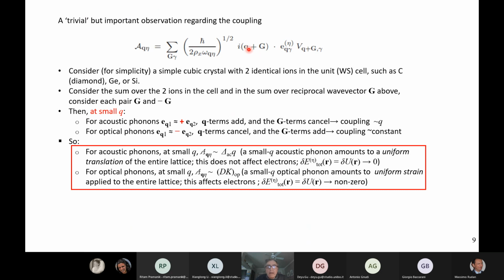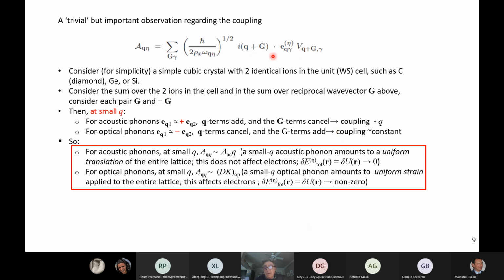On the contrary, if you look at optical phonons, now in the same limit, the displacement of ion 1 will be opposite to the displacement of ion 2. That's the definition of an optical phonon, if you wish. The two ions in a unit cell moving out of phase in opposite directions. So now we have exactly the opposite. The term which is proportional to Q cancels out when we sum over the two vectors. And the G terms that before were canceling because of the opposite sign, now instead they add because we have a minus sign in the polarization vectors.